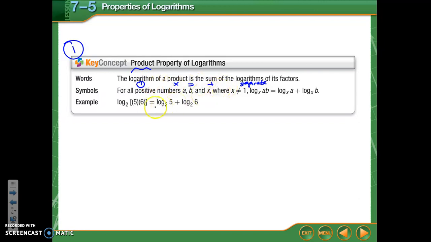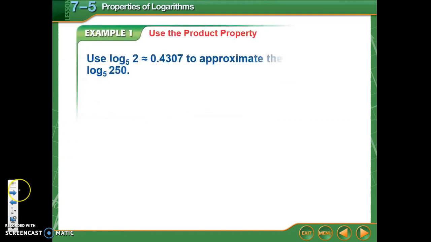If you look at this example, if I have log base 2, here I have 5 times 6. Notice on this side I have one single logarithm, and then inside of my logarithm I have a product. That splits up into the sum, addition, of two separate logarithms. So when it's a single logarithm, inside it has to be multiplication, and I'm allowed to split it up into log base 2 of 5, that's the first factor here, plus log base 2 of 6. So let's take a look at how we could apply that.